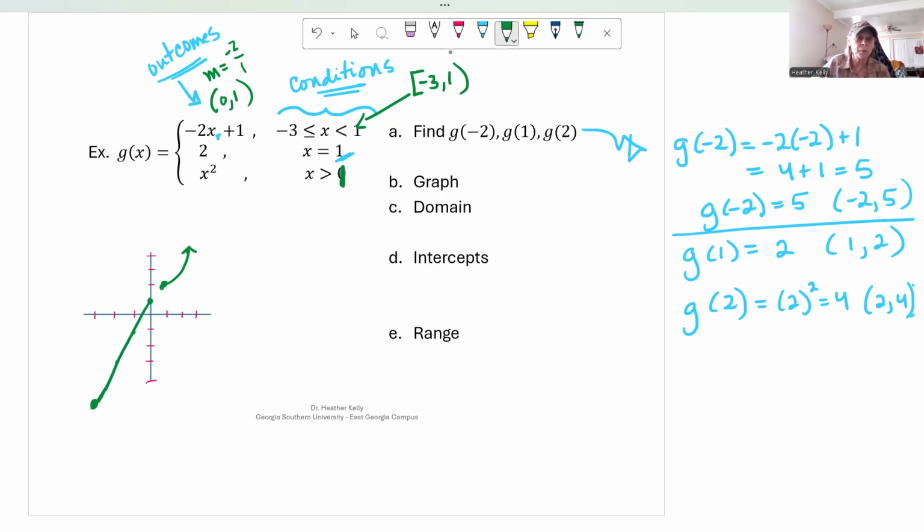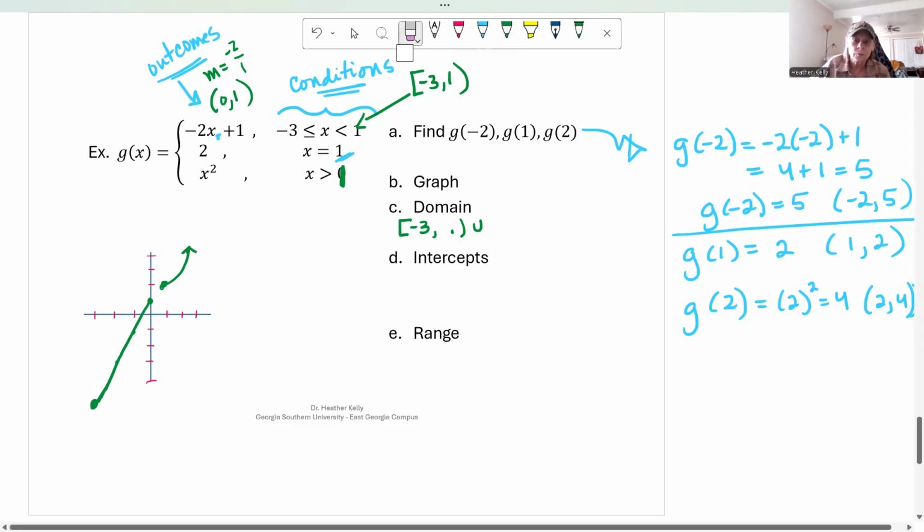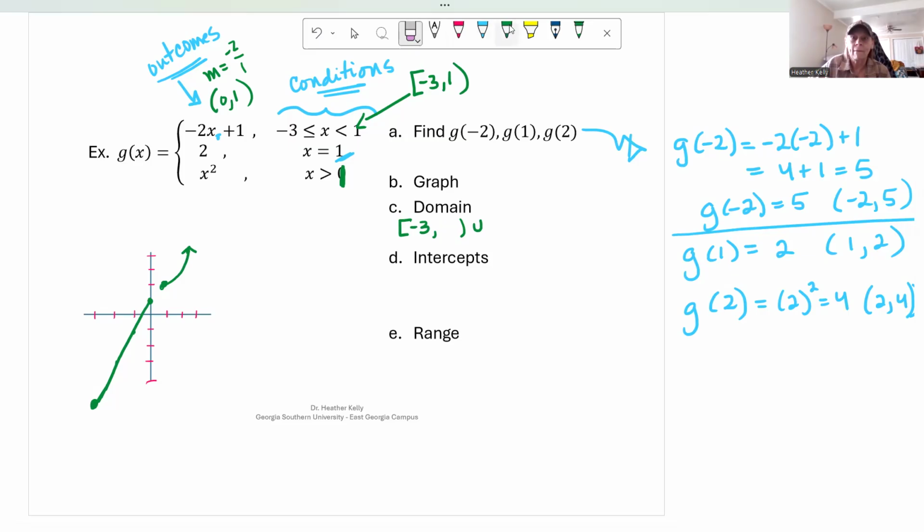So let's do our domain here. Our domain is from -3 to -1. Union, there's nothing. I'm sorry, not -1, that's a 0. -3 to where x is equal to 0. Union where x is equal to 1 to infinity. That is our domain.